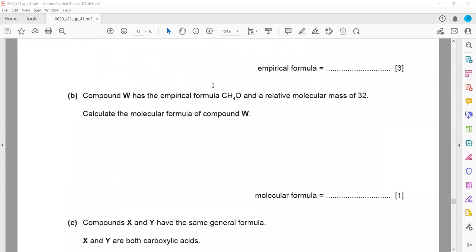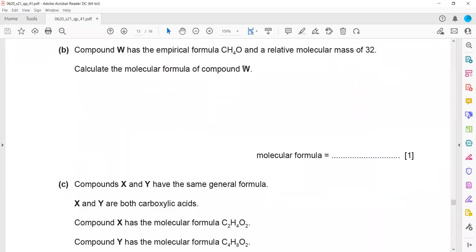Then how do we work out the molecular formula from an empirical formula? This part we will discuss today in the class, but I will just explain the idea. There's a formula to get the molecular formula from the empirical formula. The molecular formula is the empirical formula multiplied by n. And what is n here? n is equal to molecular mass divided by empirical mass.